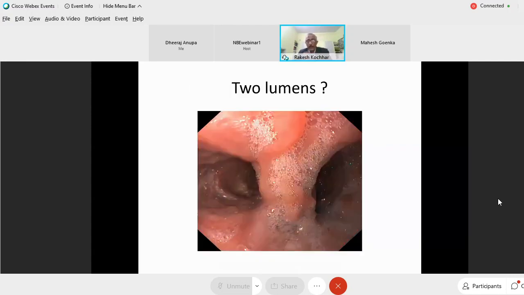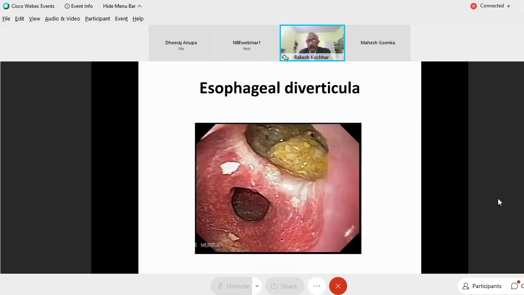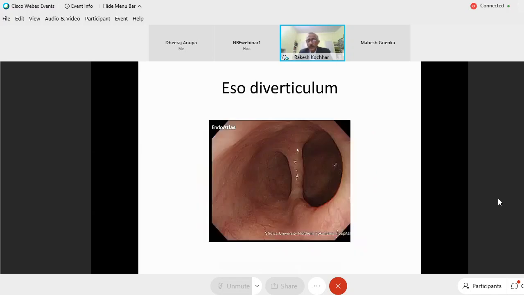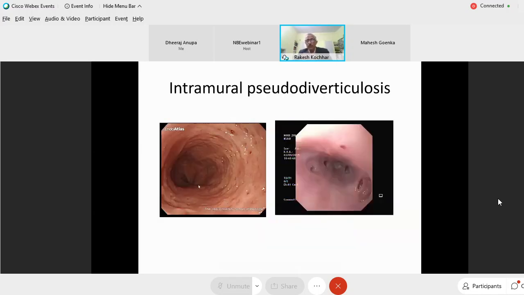Now, what do you make of this when you see two lumens in the esophagus? It can be duplication cyst, it can be a diverticulum. So this is an esophageal diverticulum, another diverticulum without food residue, and those were true diverticula, and these are pseudo-diverticula. Pseudo-diverticula are small, generally associated with strictures.